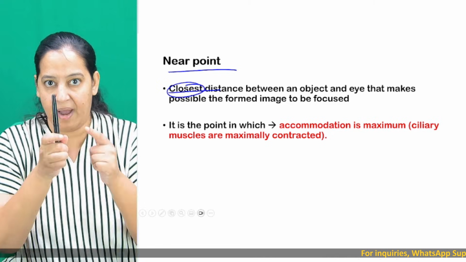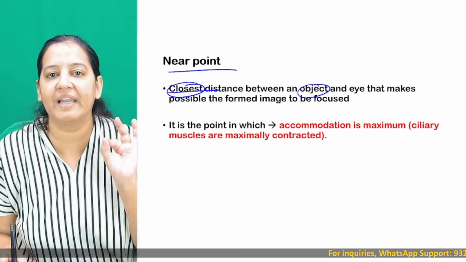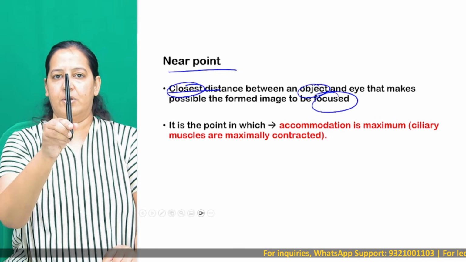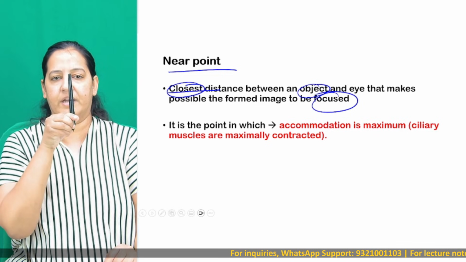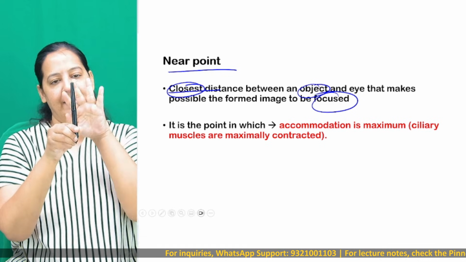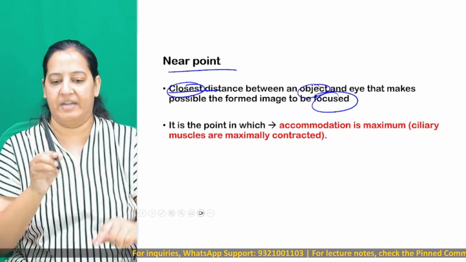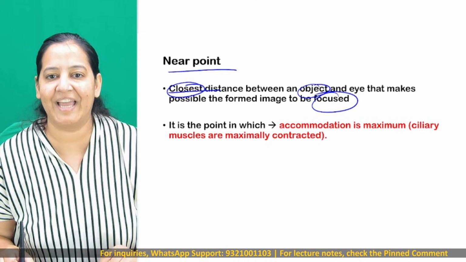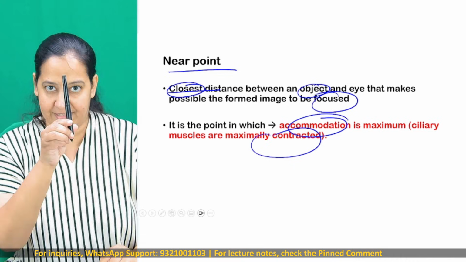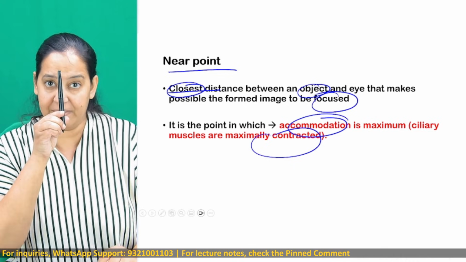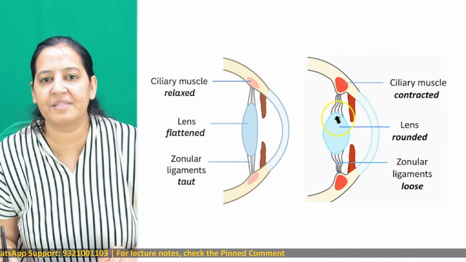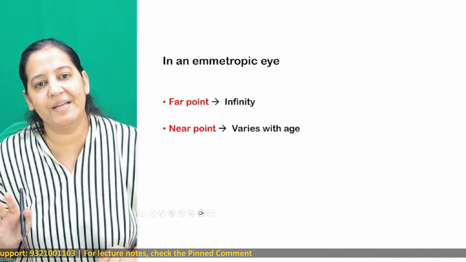It is the closest distance from my eye at which I can see an object clearly and its image is focused on the retina. Here the image is on the retina, and here also. But beyond this, the image falls beyond the retina, and that's why it's blurred. So this is the closest point at which the image is on my retina. This is my near point. With the help of accommodation, this is the maximum the ciliary muscles can contract. Beyond this, the ciliary muscles cannot contract further, and that's why the image is blurred. So this is the near point, at which the ciliary muscles are maximally contracted and the image is still formed on the retina.